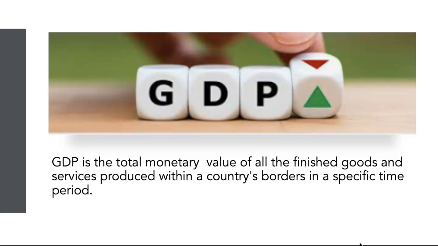GDP is the total monetary value of all the finished goods and services produced within a country's borders in a specific time period. Gross domestic product tracks the health of a country's economy. Finished goods are goods that are ready to be consumed. Finished goods are available for sale in the market. The value of raw material is not counted in GDP, and the GDP of a country is calculated monthly, quarterly, and yearly.